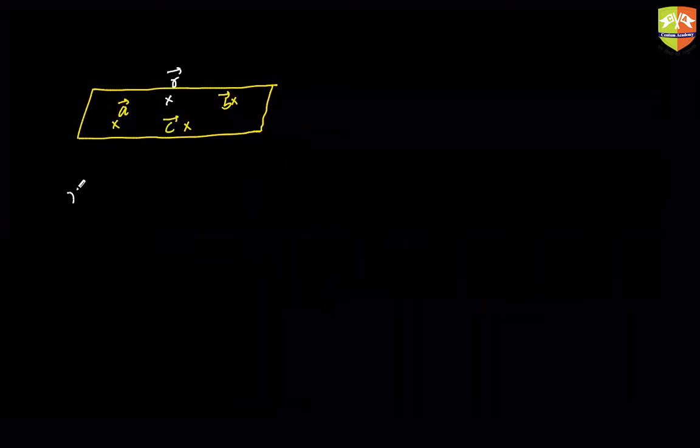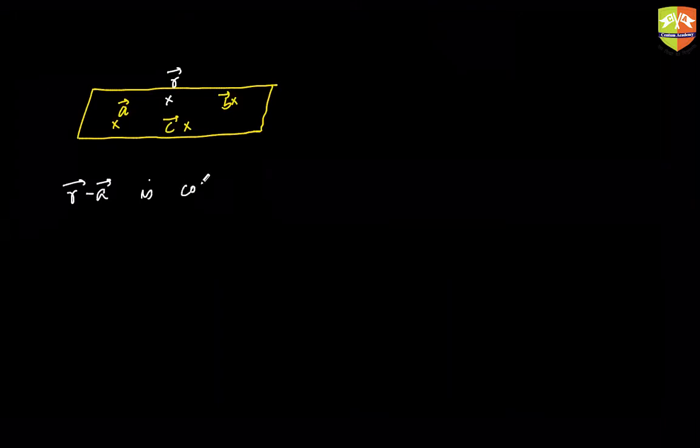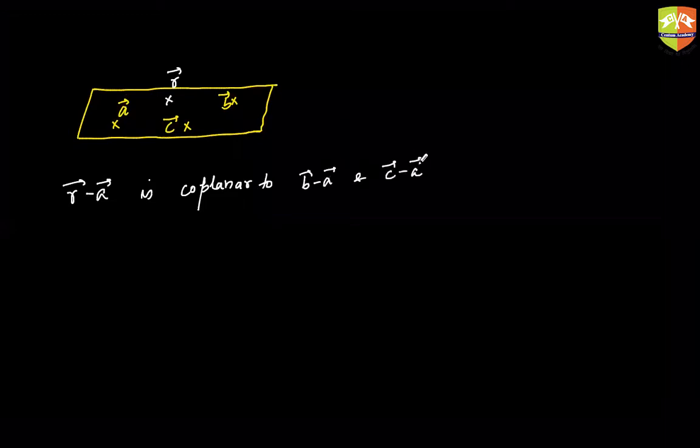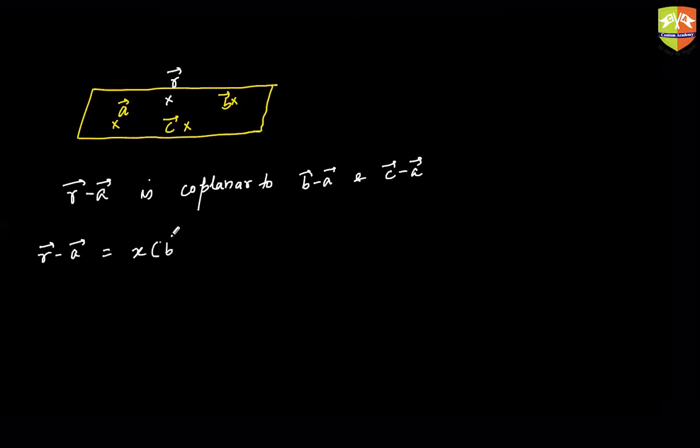Now, when I say these three points form a plane, that means they are coplanar. Correct? So can I say, if I take any generic point R, that the vector R minus A is coplanar to B minus A and C minus A vectors? Now you could have written that also in another form. That is, you could have written R minus A vector as X times B minus A plus Y times C minus A.